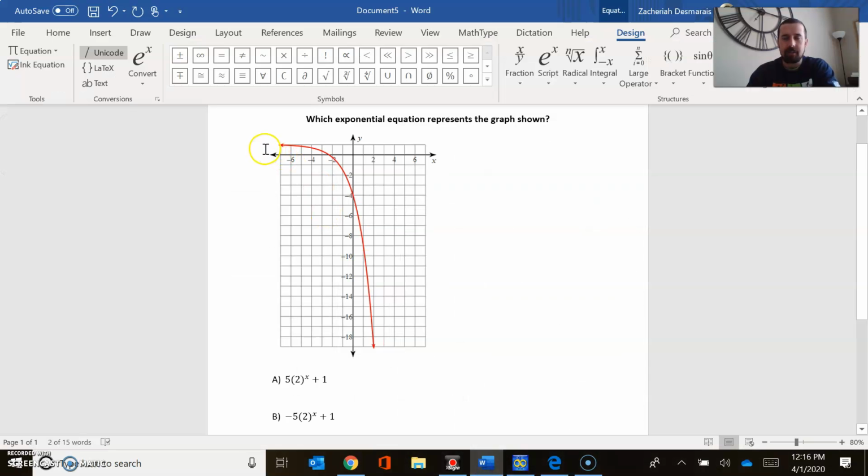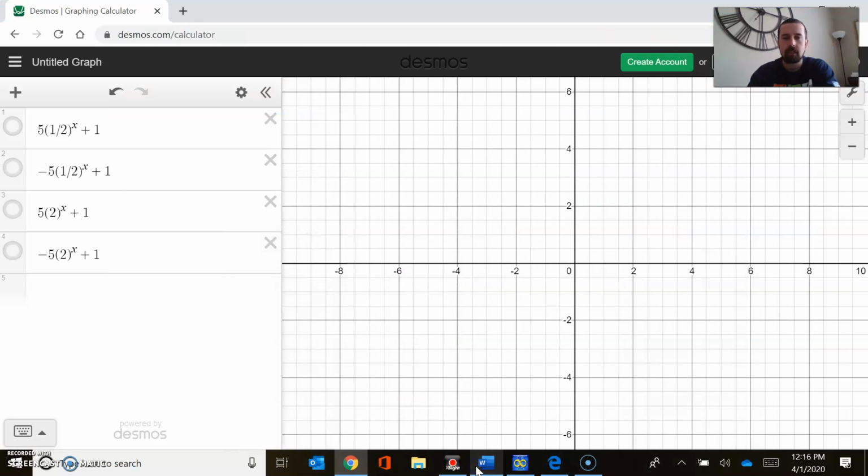So I'm looking for a graph that starts here and then kind of goes down and drops off. It looks like the asymptote, if you follow it, is at a positive 1 right there. It's at a positive 1. So let's take a look at some of these graphs. Let's look at the first one here.